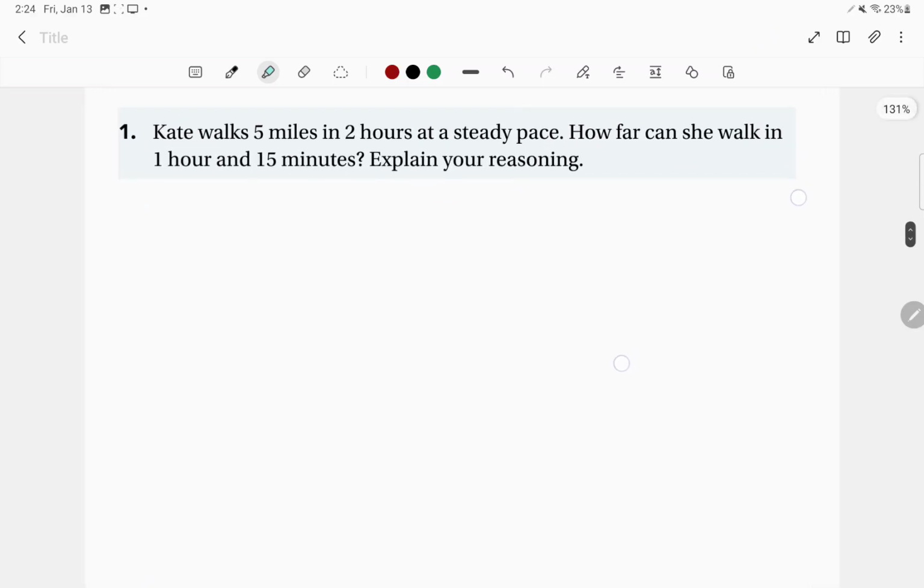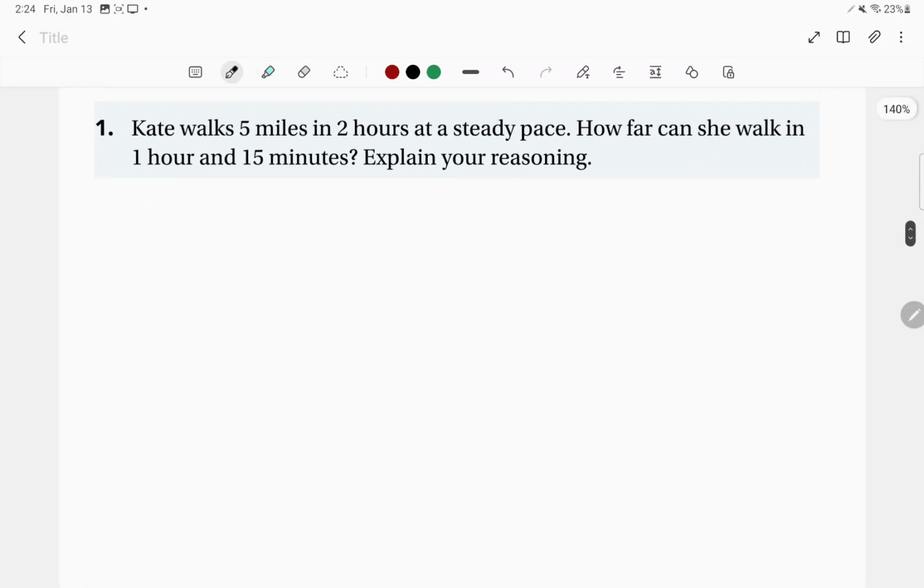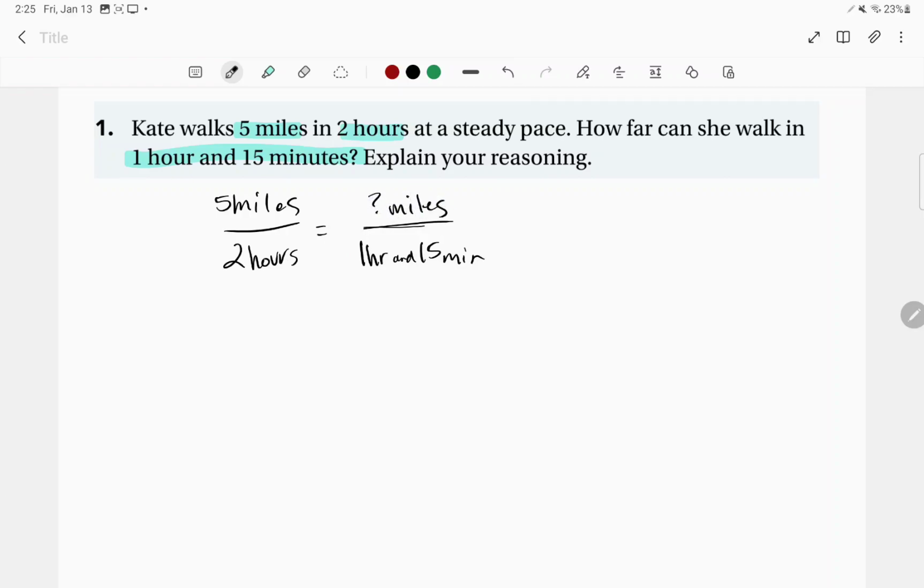All right, so here we go. We got it now. Okay, so Kate walks 5 miles in 2 hours. So 5 miles in 2 hours. 5 miles every 2 hours. And then how far can she walk in 1 hour and 15 minutes? So 1 hour and 15 minutes, well, that's in terms of time. So that goes on the bottom, right? So our 2 times are on the bottom, and we don't know how many miles. That's what we want to know.